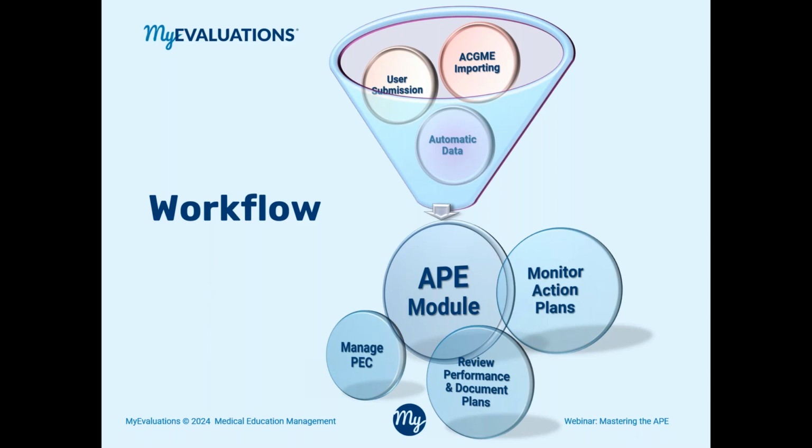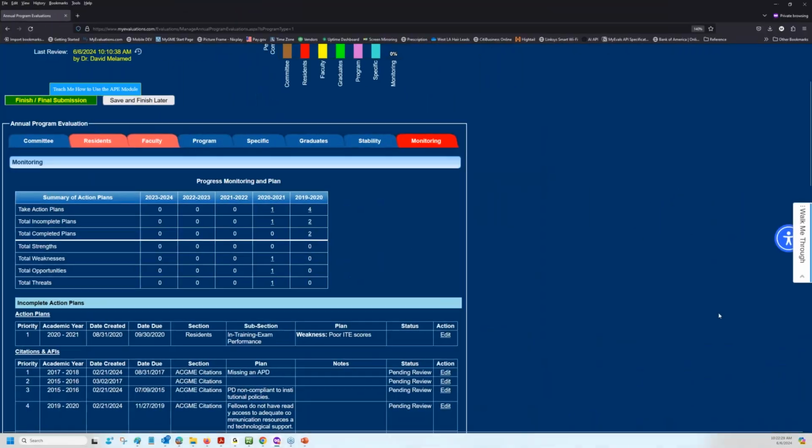So this is the entirety of the idea of what you're going to do with the APE process. Collecting data up the top, it all feeds into the APE. You set up your program evaluation committee, so specific individuals are involved in the process. You review the performance and document plans, and then you monitor those action plans year over year to make sure that you are compliant with those.